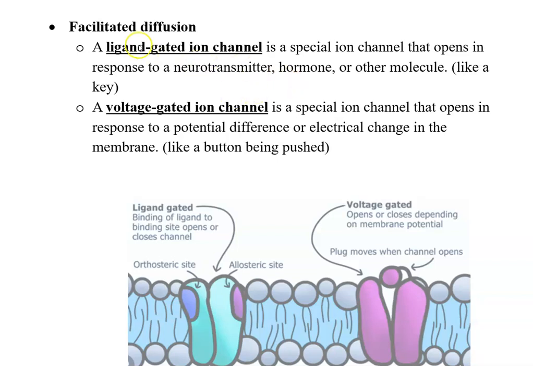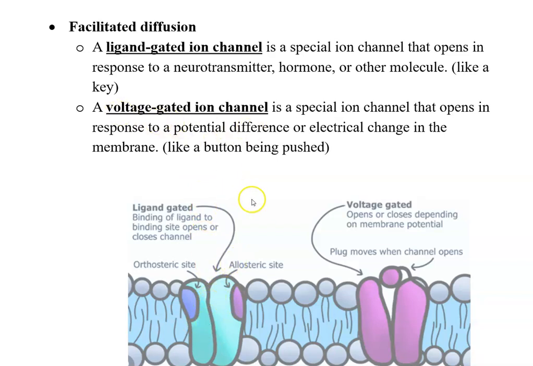With ligand-gated channels, there's going to be a hormone or a neurotransmitter that fits in a certain spot, which you can see in these purple spots here. When that hits that spot, these channels will open. So ligand-gated is like a key that's going to open this channel. It's going to allow things to open. Think of this as a locked door.